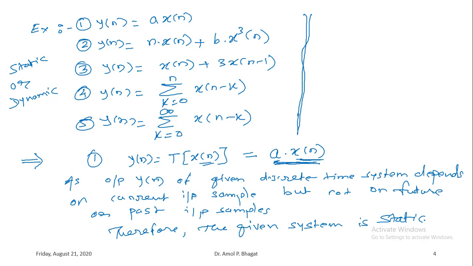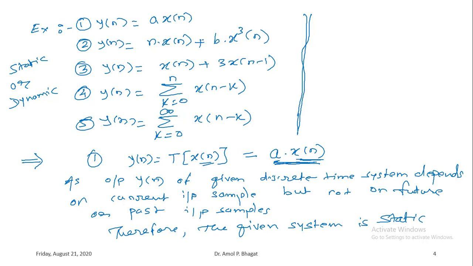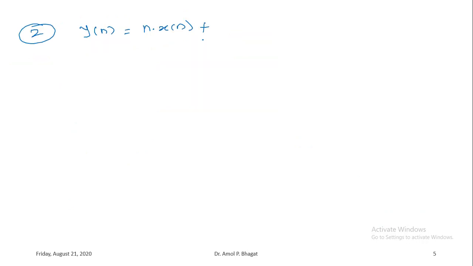Similar is the case in the second input output equation. What is the second input output equation given in the example? Here it is y of n equals n into x of n plus b into x cube of n.